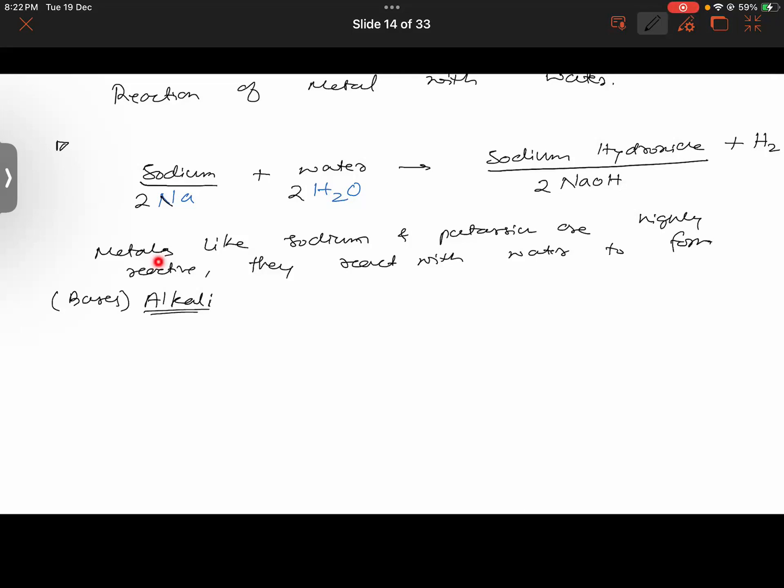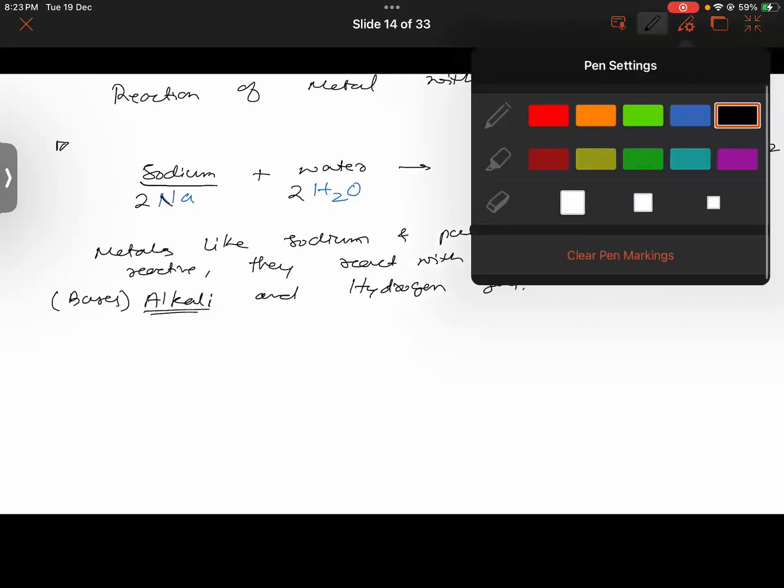So highly reactive metals like sodium or potassium will be reacting with water to form the bases, and hydrogen gas is released. So hope that is clear. You have other examples also.